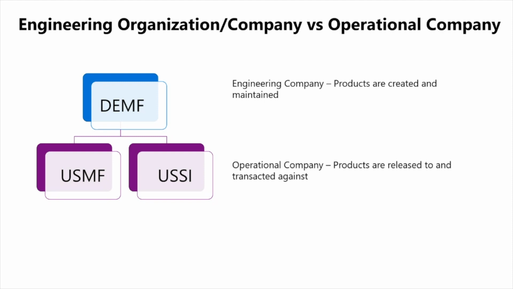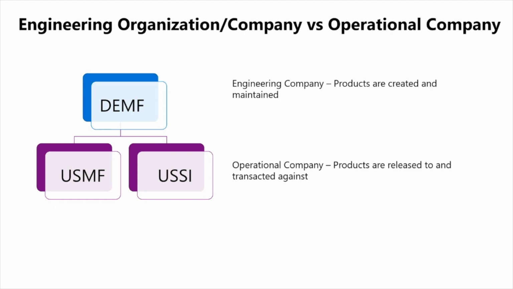The very first concept we have is the engineering organization versus the operational company. An organization can create and designate one of the legal entities in the system as the engineering organization to ensure that the master data for products is centrally created and maintained. An engineering organization owns the engineering products and their engineering relevant data. Engineering products and engineering relevant data will be released to operational companies. As you can see, DEMF is the engineering organization where engineering products and relevant data is managed and maintained. And eventually, the products will be released to the respective operational companies, USMF and USSI.